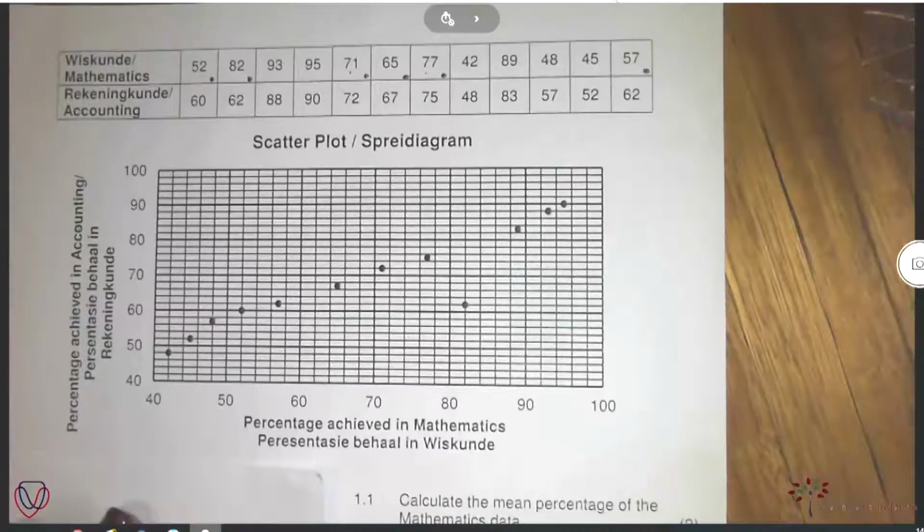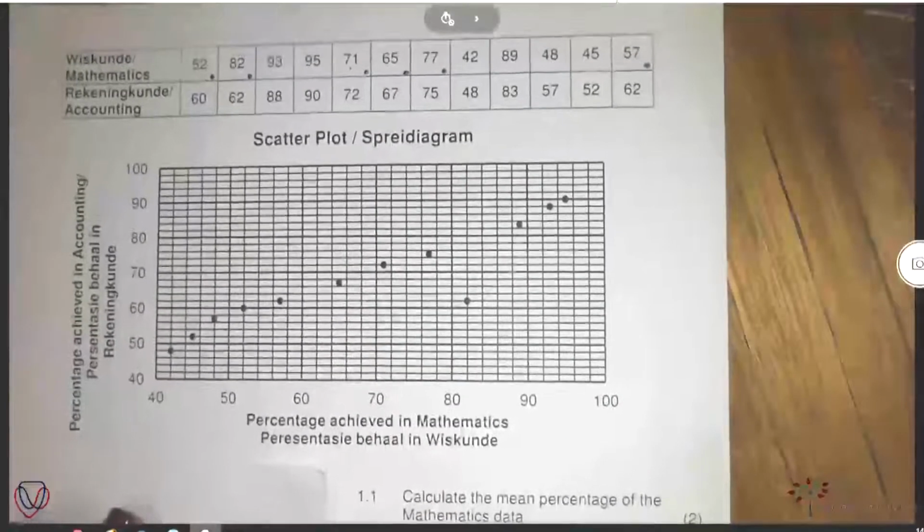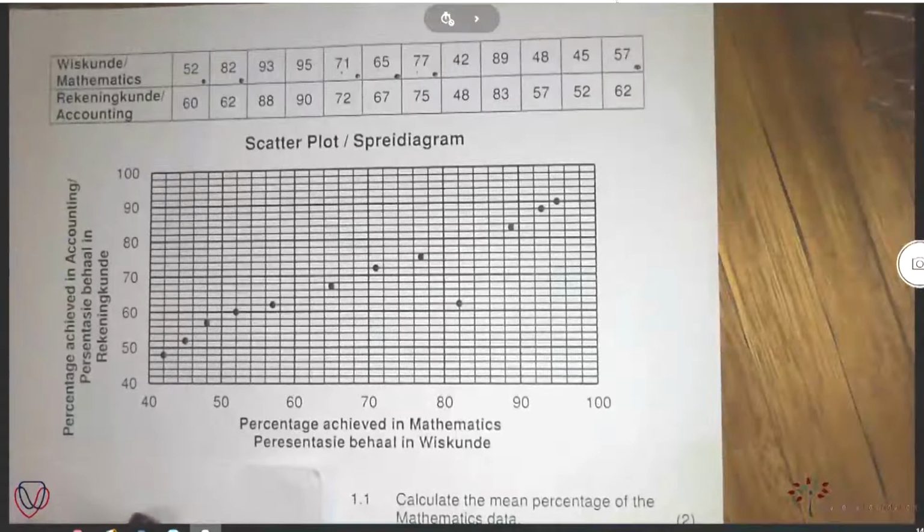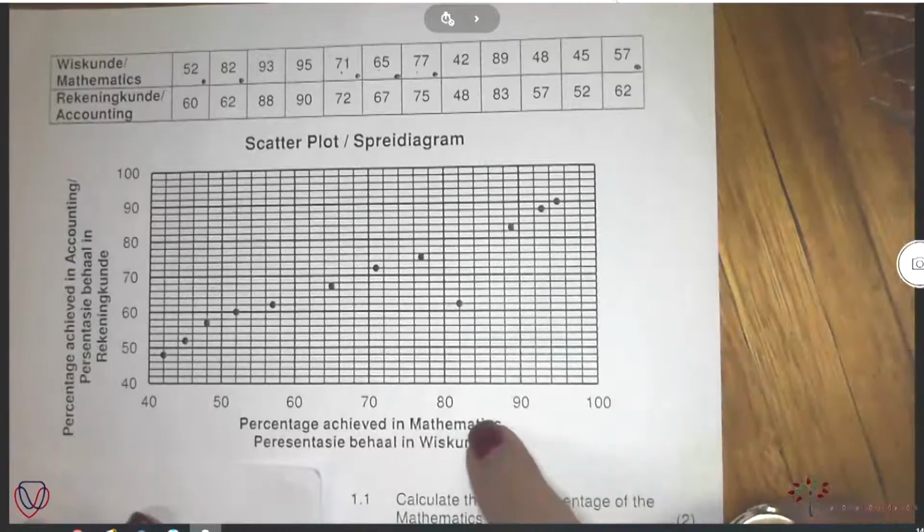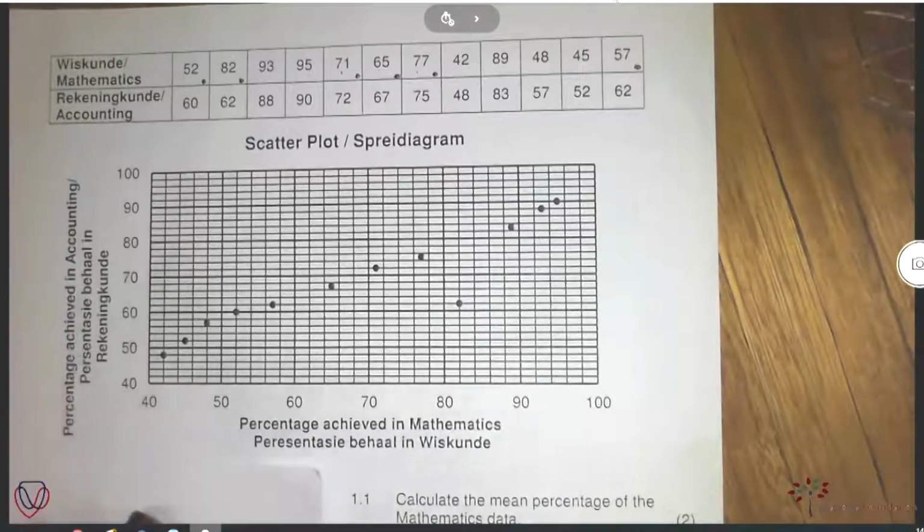Okay, so have a look at this scatter plot. The only questions that I do here are three little questions. There's your scatter plot. They are comparing the mathematics marks to the accounting marks.